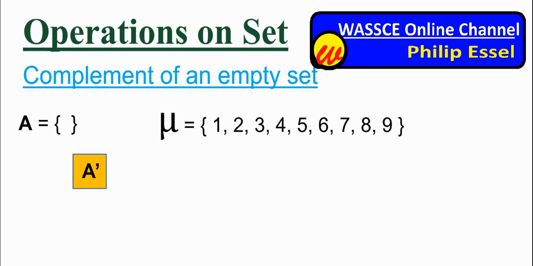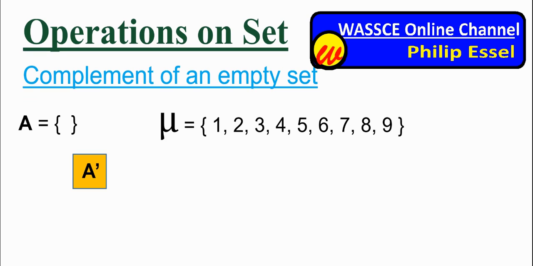And remember, the set A is an empty or null set. As usual, we will go into the universal set and look for elements of set A and we will cancel them out. But it seems here that there is nothing in set A you find in the universal set. The reason being that set A is empty, so there is nothing in it. So what it means is that there is nothing to cancel out from the universal set.